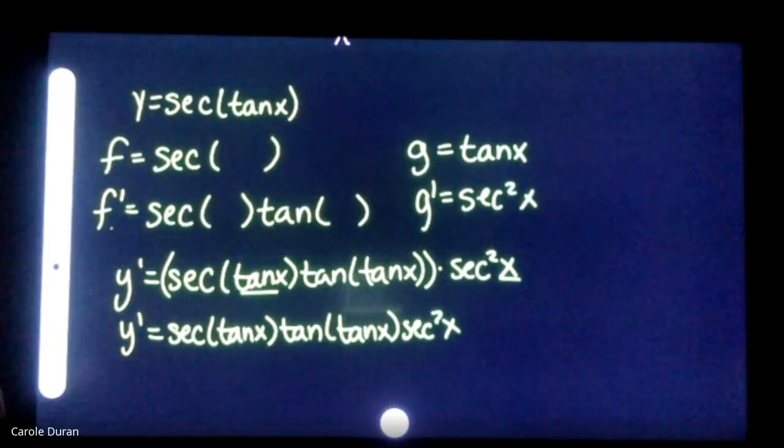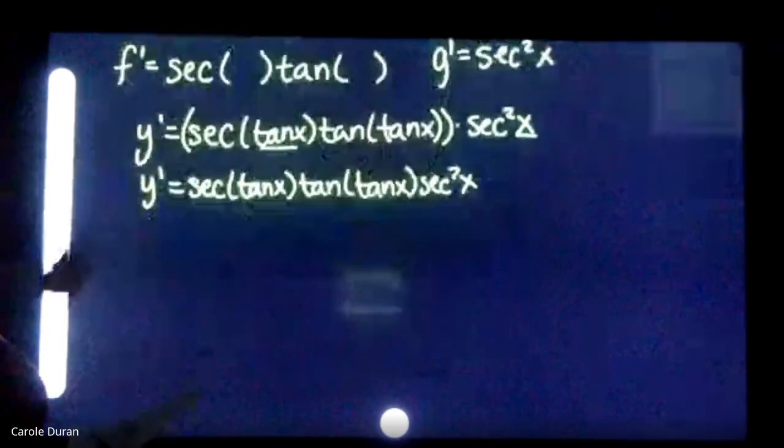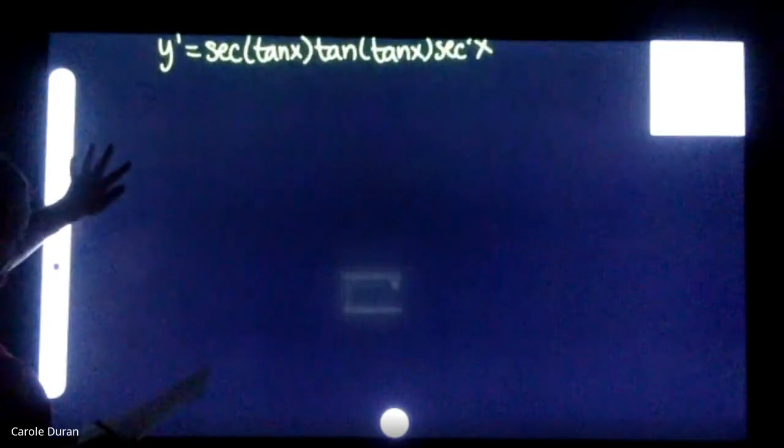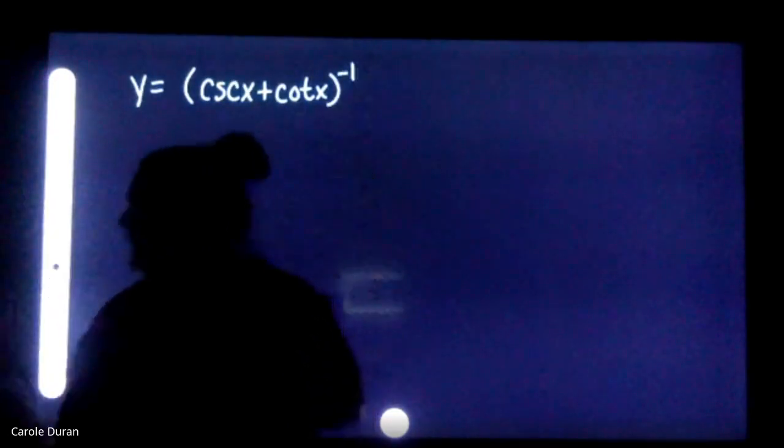Any other questions on this one? Okie doke, let's do another one. This time I have the quantity cosecant x plus cotangent x, all taken to the -1 power.